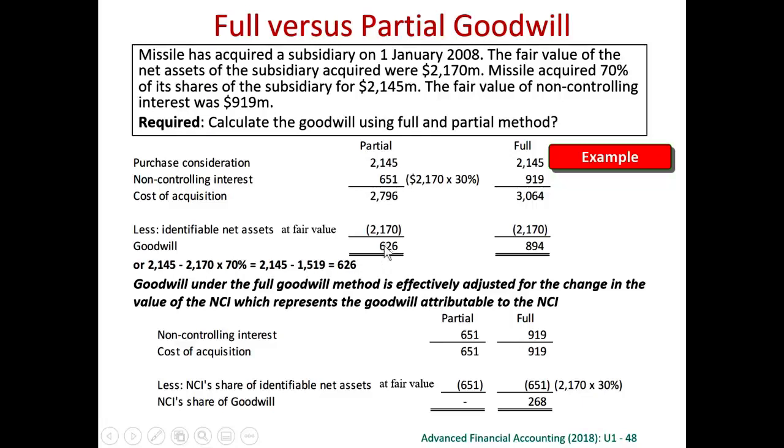The difference between the partial goodwill method and the full goodwill method is the goodwill for NCI. We can also verify: NCI pays 919 in fair value. NCI gets 30% of the net asset. So what NCI pays minus what NCI gets is the goodwill for NCI. So goodwill for NCI plus parent's goodwill must be the full goodwill. Full goodwill simply means the total goodwill. So 894 includes the goodwill for parent and goodwill for NCI.